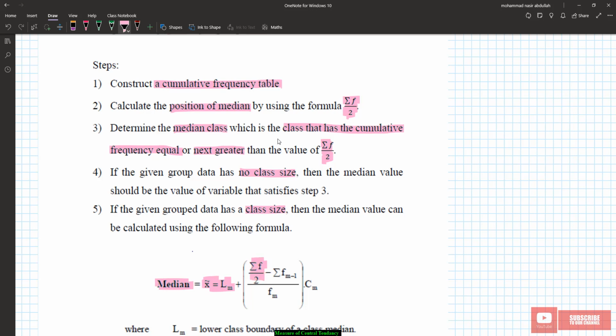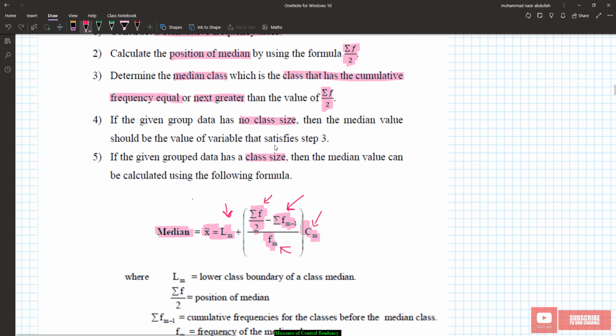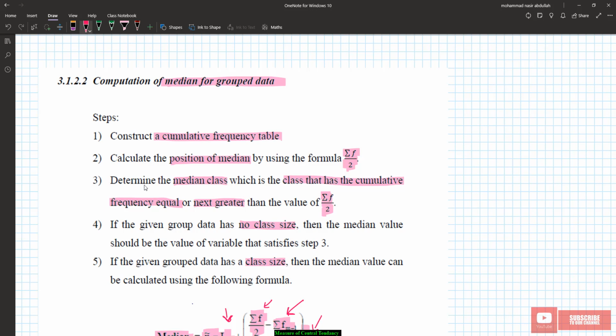This formula says that this is the lower class boundary of the median class. This is the position of the median, and this is the cumulative frequency before the median class, and this is the median frequency of the median class, and the last one here is the class size of the median class. Okay, so never mind if you don't understand, then we try to look at the example now. But you need to refer to each step, what step we need to do.